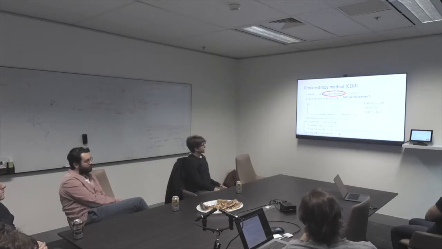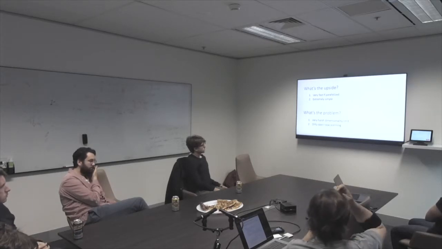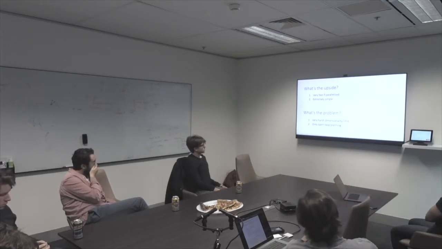Okay. All right, so what's the good thing about this? It's very fast if you parallelize it. It's extremely simple to code up, which is a virtue that should not be underestimated. What's the problem? Very harsh dimensionality limit, so 50 and above gets kind of tough, 100 and above, pretty much hopeless. And it only does open loop planning, so this won't allow you to solve my algebra quiz.